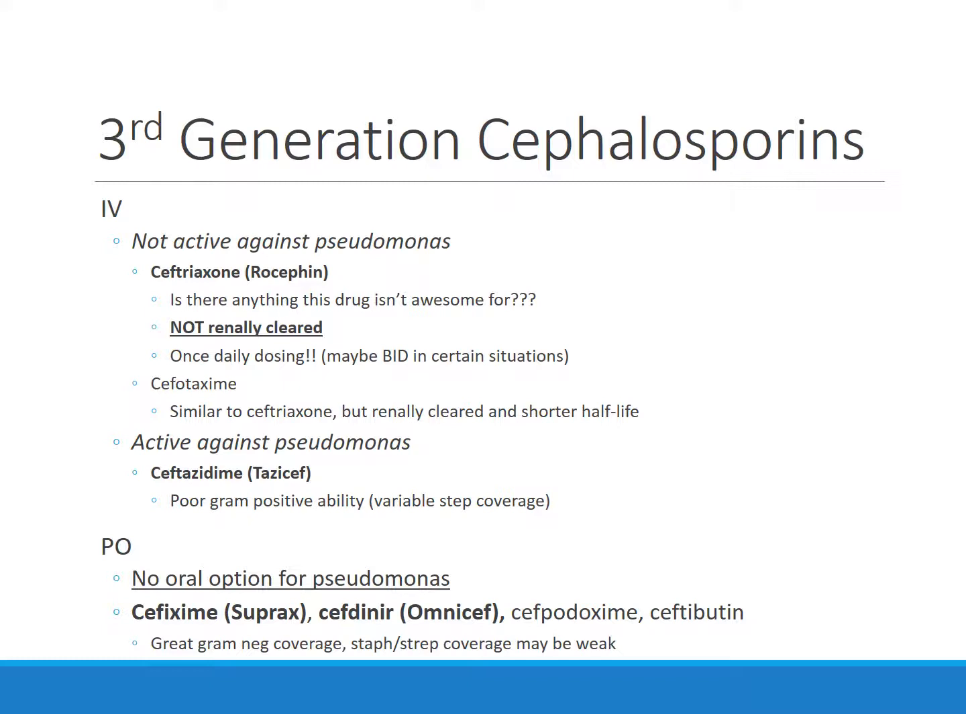Orally, there's no generation of cephalosporin that covers Pseudomonas whatsoever. There are some third-generation oral products that you could consider kind of the same as ceftriaxone as far as coverage goes. So cefixime and cefdinir have really good gram-negative coverage. Staph and strep coverage probably is there, but weak. Cefdinir is one that's used a lot in kids for urinary tract infections. And cefixime, again, is just an upgraded cephalosporin that you could give orally if you need to.